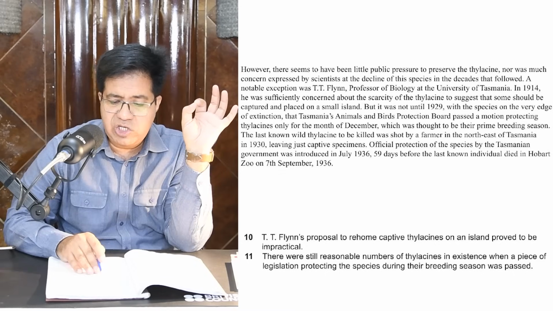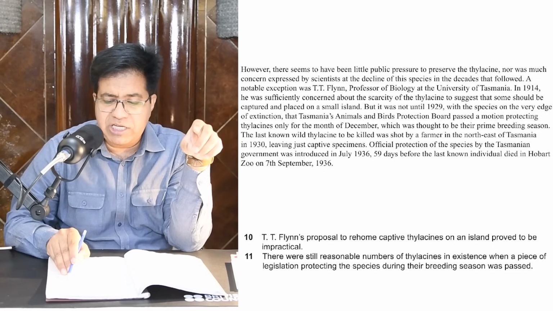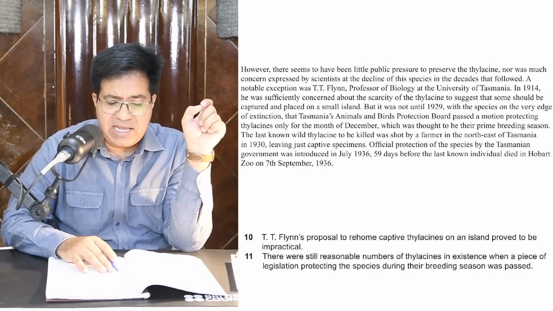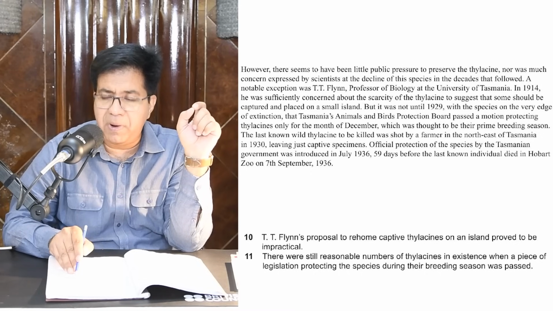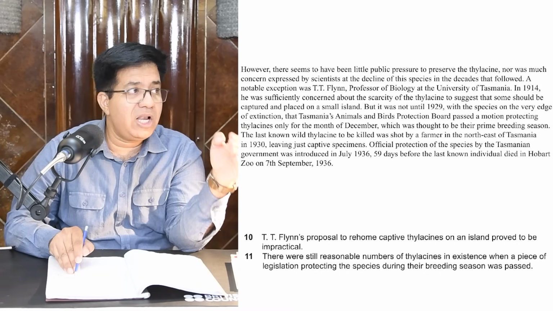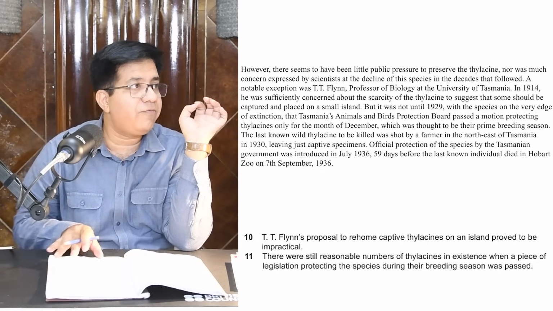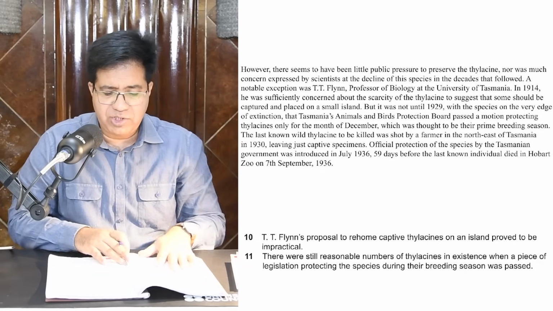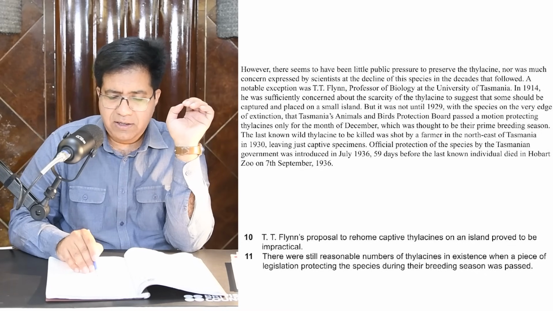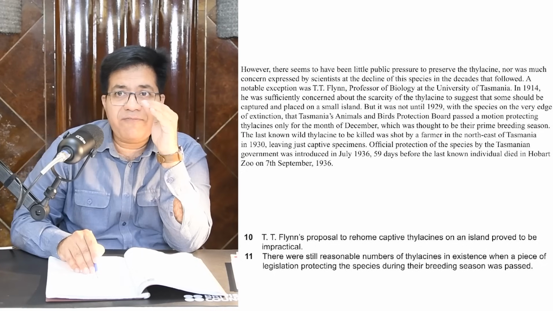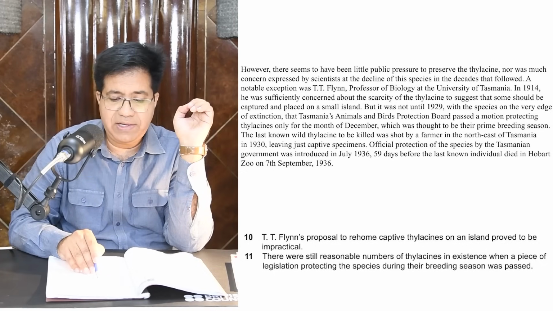Okay, so they say here, but it was not until 1920 when the species, meaning thylacine, was on the very edge of extinction, that Tasmania's Animal and Birds Protection Board passed a motion. So when they passed a law, what happened? The species was at the very edge of extinction. Now we come back to the question. There were still a reasonable number of thylacines? No. Okay, they were at the very edge of extinction. So answer is false. Well done.